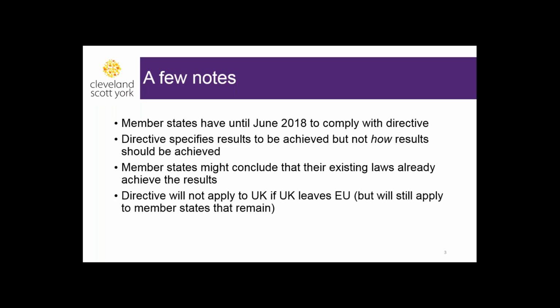Third of all, some member states might review the directive and conclude that actually their existing trade secret protection already achieves the results specified in the directive, and therefore that they do not need to implement any changes. The question then is, what sanction can be imposed if a member state has not adequately achieved the results of the directive? There is some European case law which indicates that a member state can be forced to pay damages to an individual or business if the member state has failed to achieve the results specified in a directive and that has adversely affected the individual or business. However, getting those damages might be difficult.